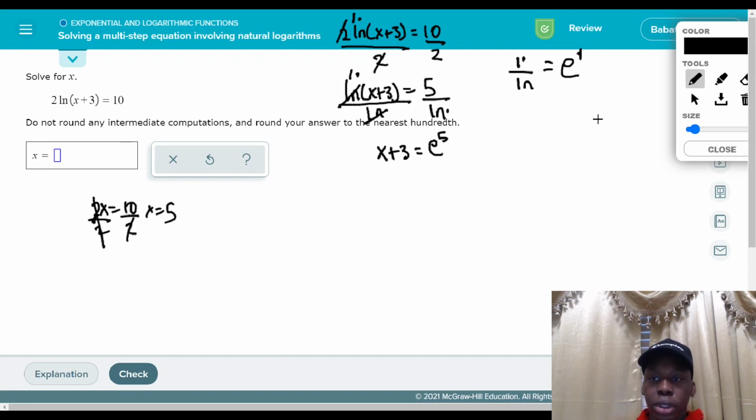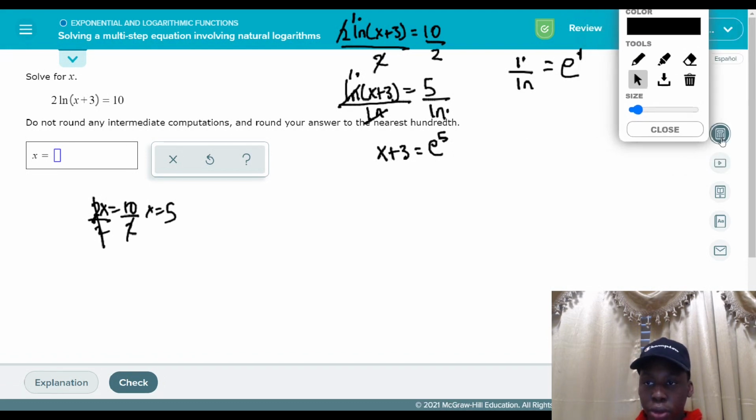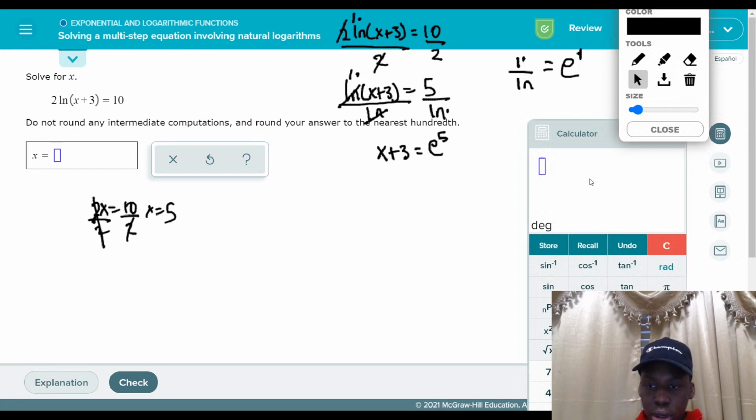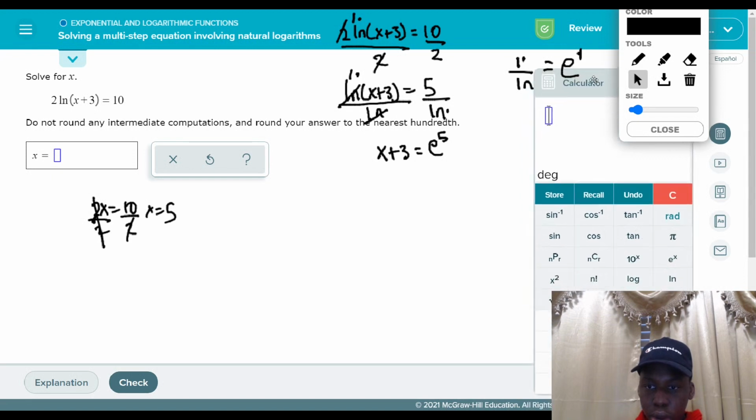Okay, and from here we're going to have to work with e to the power 5, and to do that, it's not a big deal. We'll just go to the calculator real quick. E to the power 5 equals 148.413. Okay, so this is x plus 3 equals 148.413.